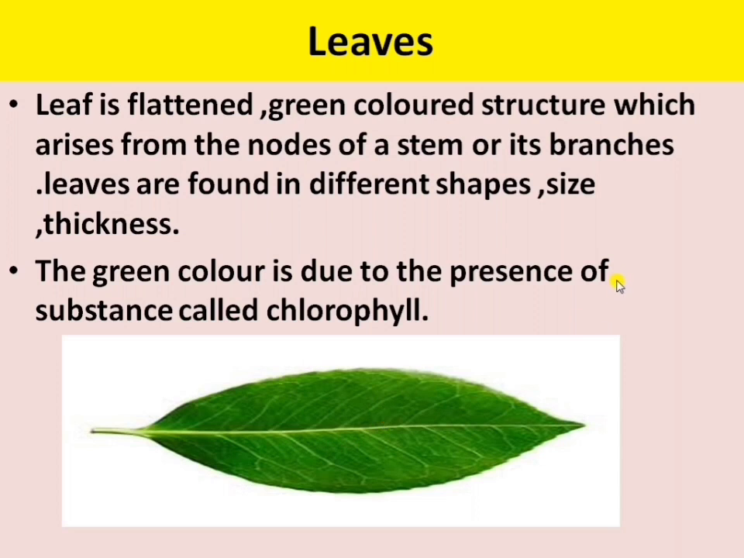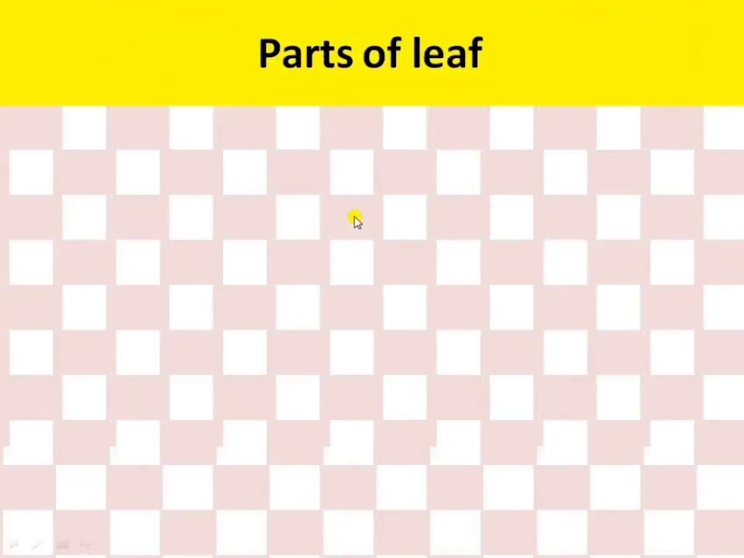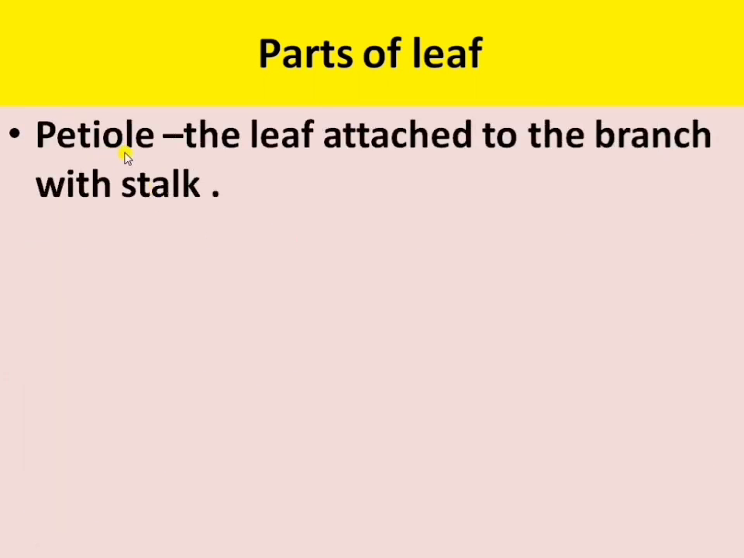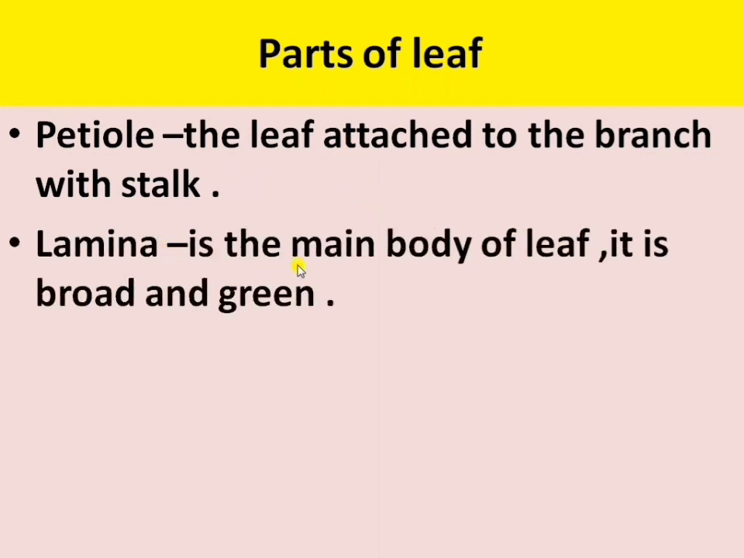Next, moving on to the parts of the leaf. The basic parts of leaves are the same despite the huge variety in shape and size. First is the petiole. The leaf is attached to the branch with a stalk, the petiole. Second is the lamina. Lamina is the main body of the leaf. It is broad and green in color.